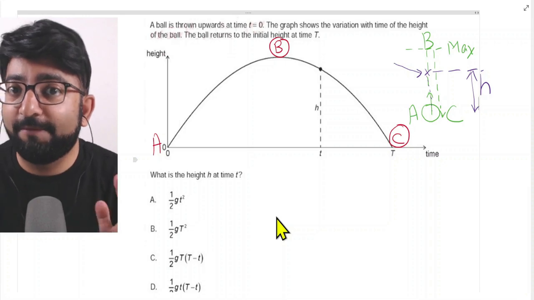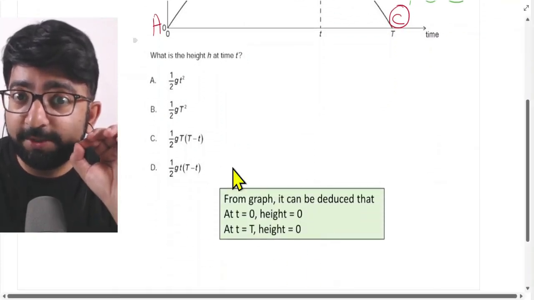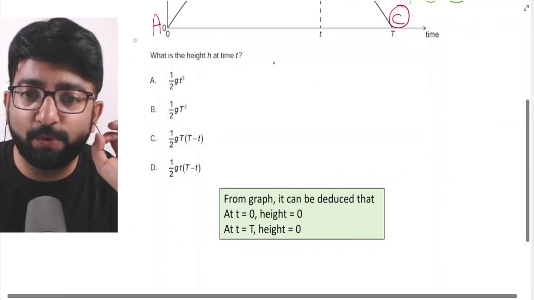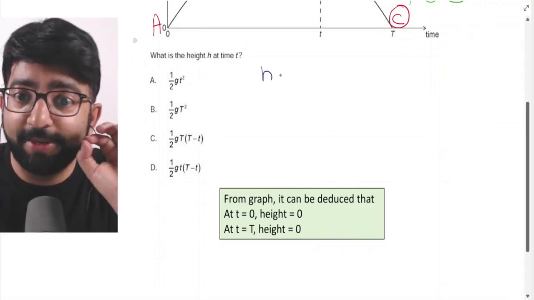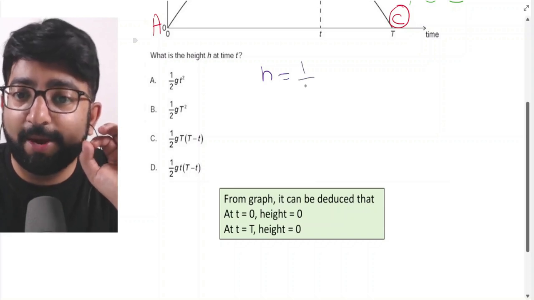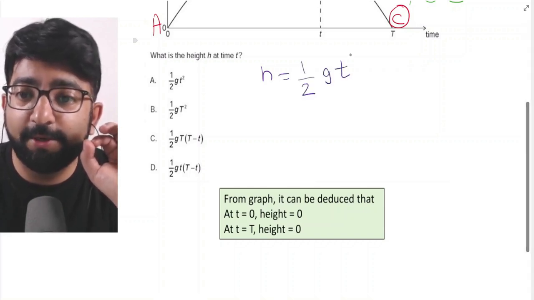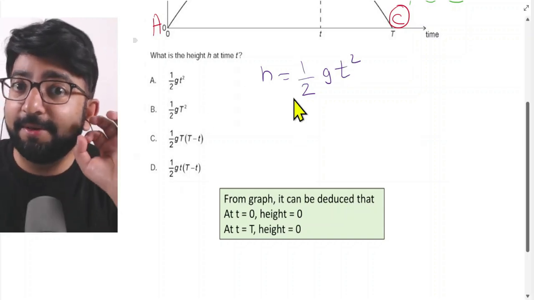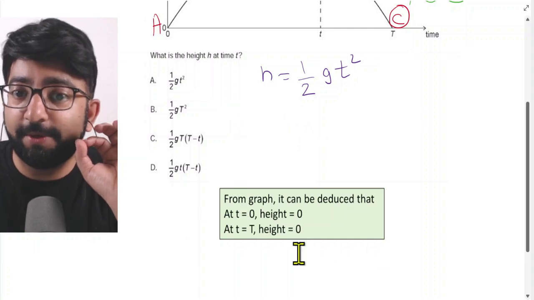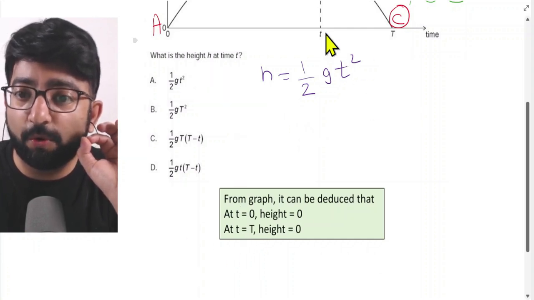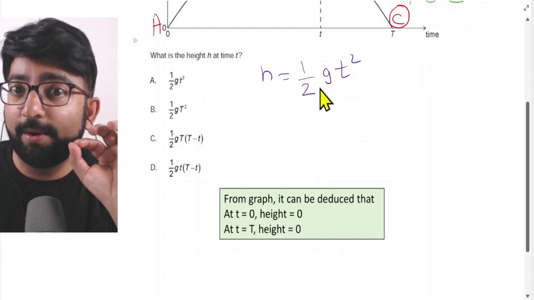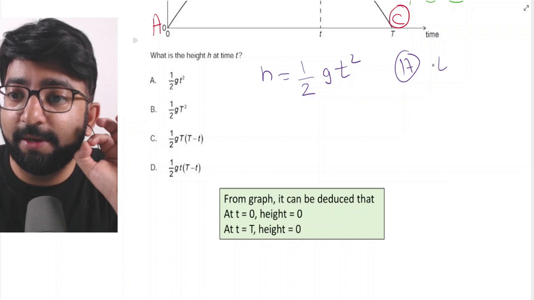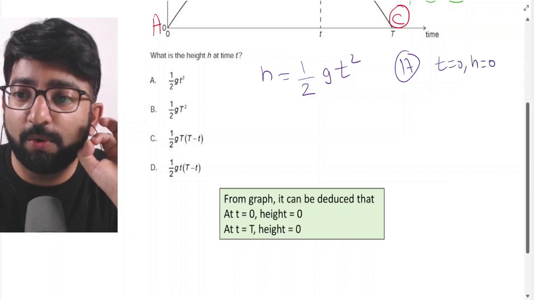How do we approach this question? Using the options method, we are going to put the observations which we just deduced into the options. Let's look at option A, which is half g t square. Option A states that the height of the ball at a particular time t will be half g t square. Now, if this option is indeed correct, then it is going to satisfy our observation. So if you put t is equal to 0 here, of course, the value of height will come out as 0, which means option A is satisfying the t is equal to 0, h is equal to 0 condition.